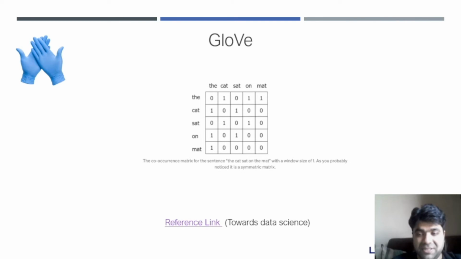A very interesting concept, and I would really recommend reading the referred article on the blog on Towards Data Science, and it can give you much more insight on this.